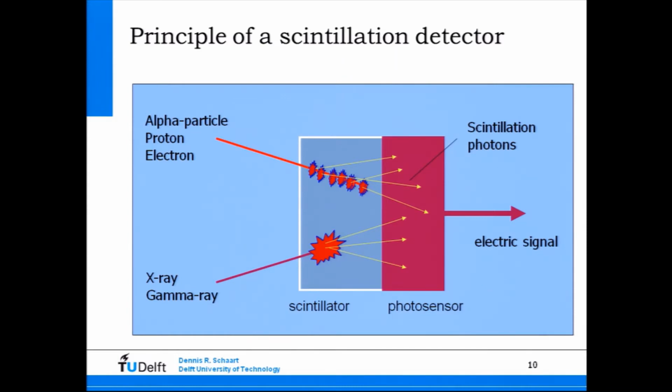So the scintillator is usually a transparent material, a crystal, that has the interesting feature that it can convert the energy of ionizing particles into optical photons. So you have small, tiny flashes of light, and those optical photons are then registered by means of a photosensor. And then you have an electric signal that you can work with.